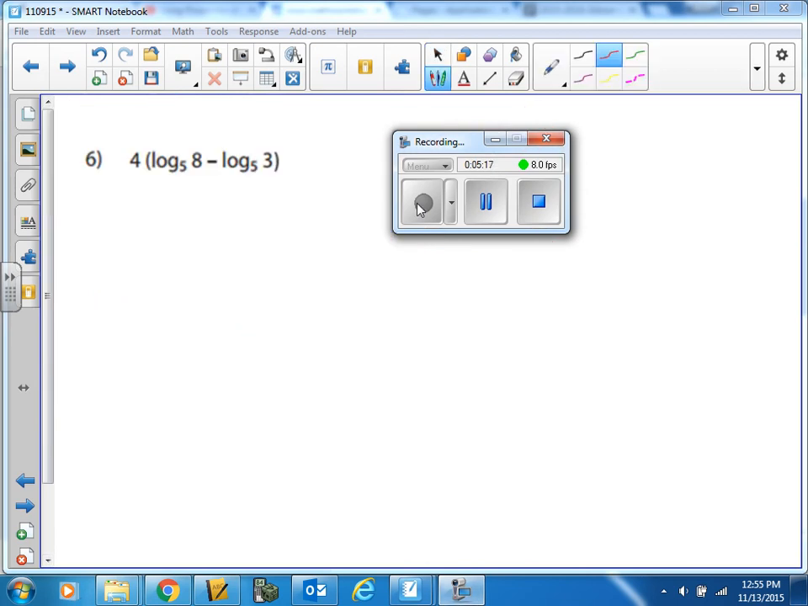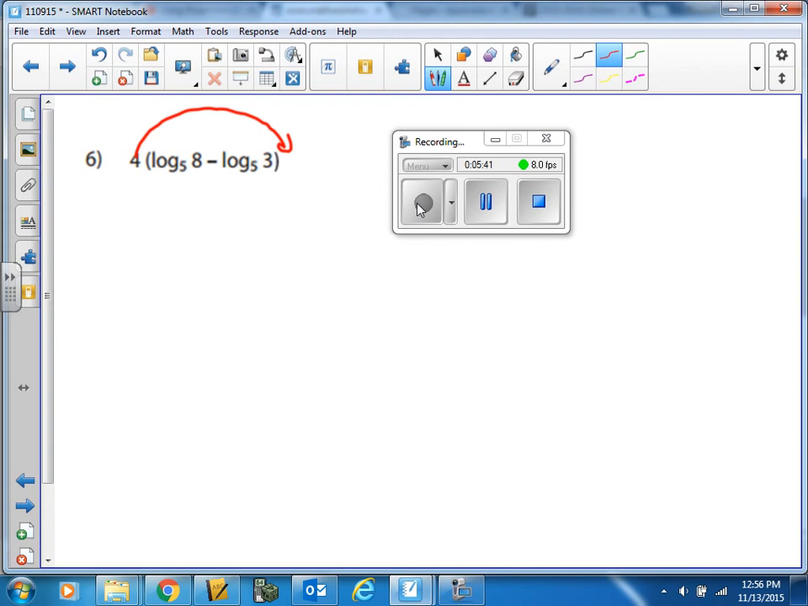Okay, on number 6, we're actually going to condense the log. So instead of expanding it, we're going to write it in a single logarithm. So we're going to rewrite this as a single log. When we're expanding it, typically we do the power rule last, when we drop the exponent down in front. Here, since we're doing the opposite, we might want to do that first, or it might be helpful. So I'm going to have the log base 5 of 8 minus the log base 5 of 3, all of that to the 4th power.